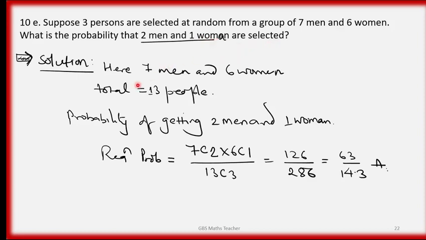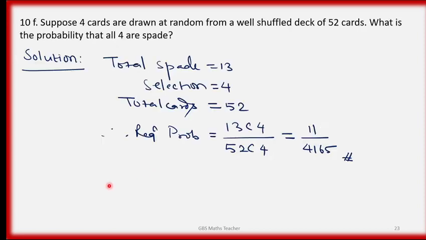It's a very simple question, as we discussed earlier. 7 men and 6 women are there. Total 13 people are there. Probability of getting 2 men and 1 woman is 7C2 times 6C1 by 13C3. That is the probability. I hope it is not a very difficult question. You will get directly the answer this way.